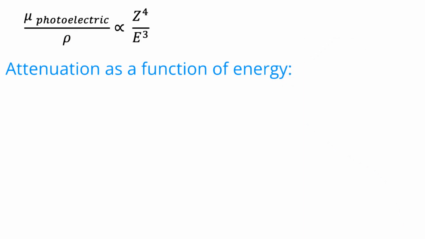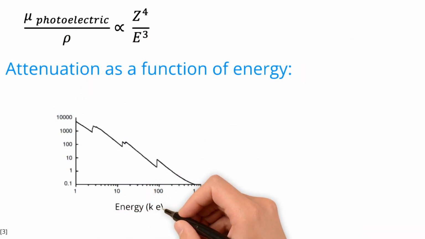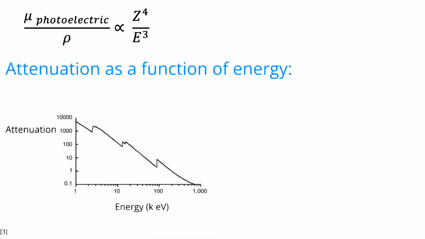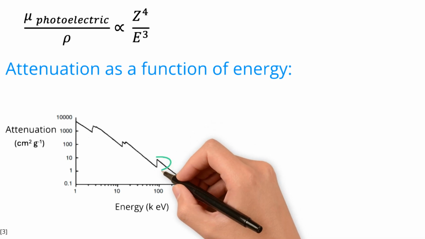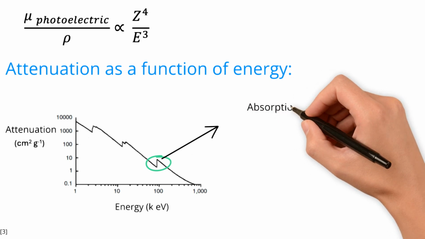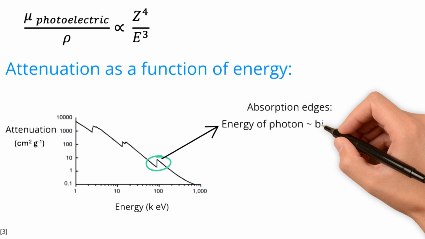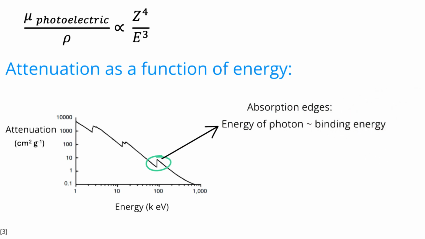Let's now discuss the attenuation's dependence on energy. As the energy of the photons increases, the attenuation decreases with approximately 1 on E cubed. Notice that I've drawn a log-log plot here. There are certain discontinuities in this plot, however, which demonstrate an increase in the attenuation at specific energies. These are known as absorption edges. These peaks occur due to the energy of the incident photon being extremely close to the binding energy of a specific electron. This massively increases the probability of interaction.